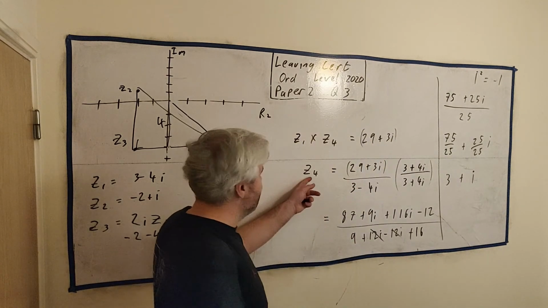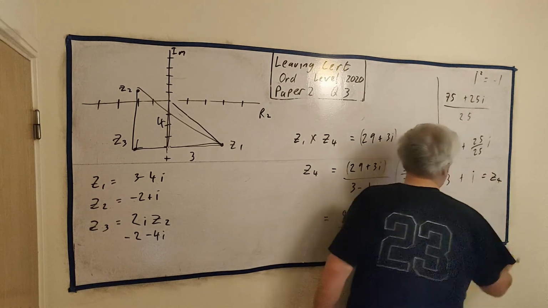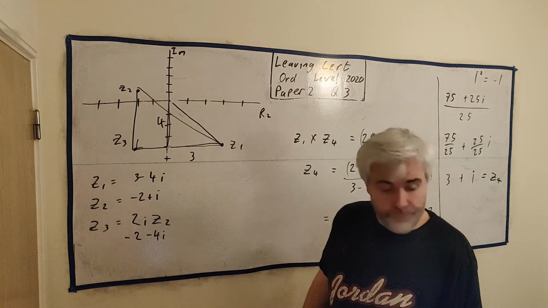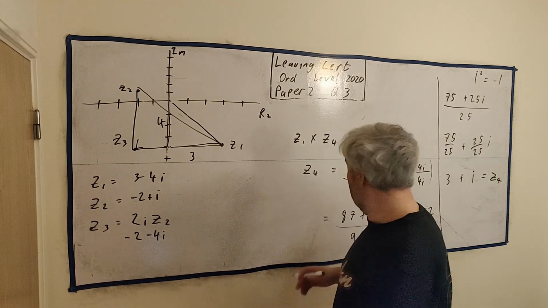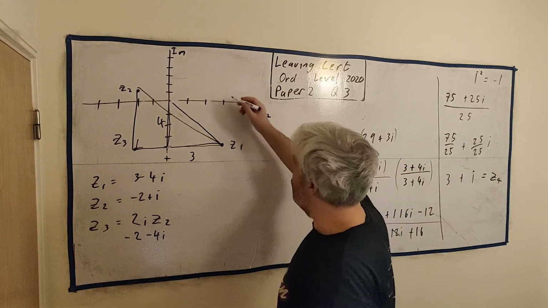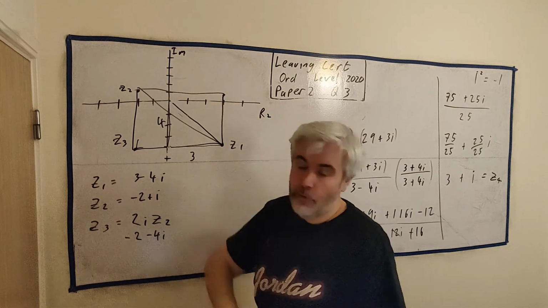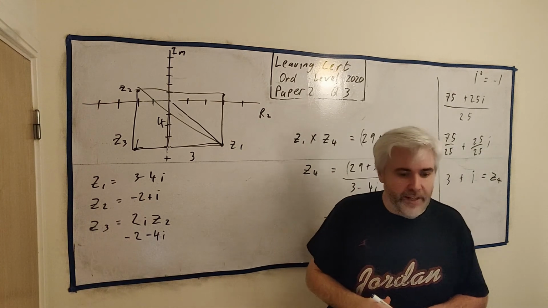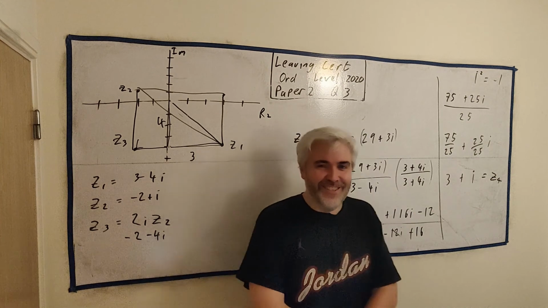That was for Z4. Z4 is equal to this. Did they want us to draw that in the picture as well? Let's see. No, it doesn't look like it. But they often do. They often ask us to draw that. Where would it be? 3 plus i. It would be up here. And it would actually make a nice little square. Have a think why that is, maybe. I don't know, I haven't thought about it. It might have an interesting solution.